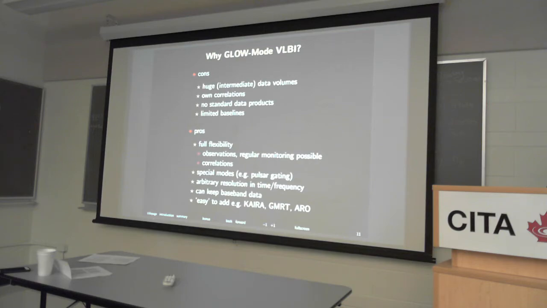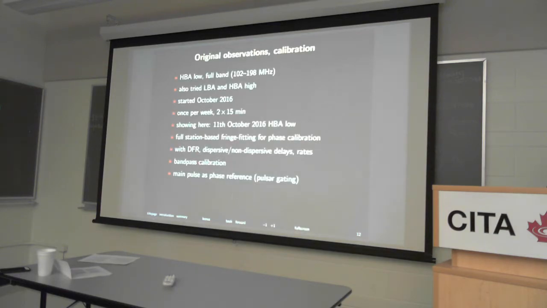And because we can keep the baseband data, it's also relatively easy to add other stations. As said earlier, we do that with this Kyra station, but we could also put in the GMRT or Algonquin if you like. On the next slide, slide 12, I show the parameters of the original observations.